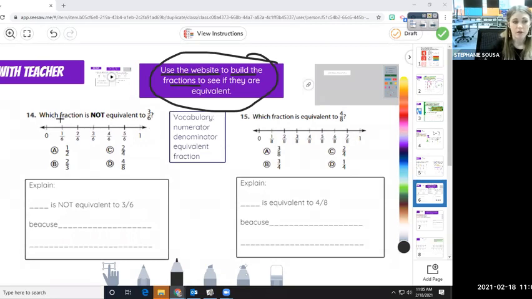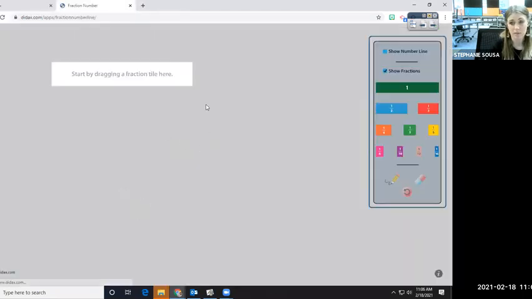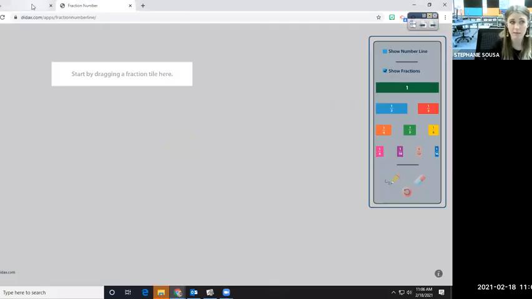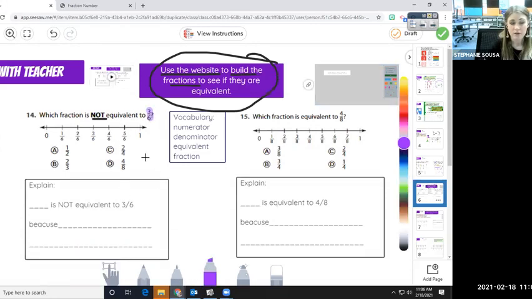So we're going to take a look. Which fraction is not equivalent to 3/6? Okay? So I'm going to open up my website and I'm going to show you that I have to do the same thing as you do. I have to go back and forth between the tabs to see the fractions. And yes, it takes time. And yes, it's annoying, but yes, I have to do it. Okay? So we have 3/6. That's the first fraction that we have to build.